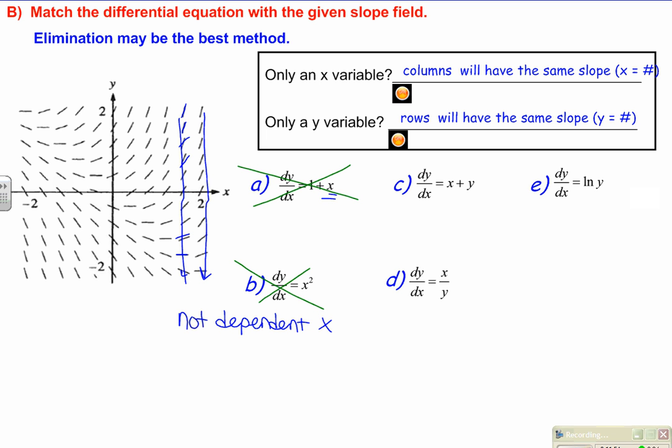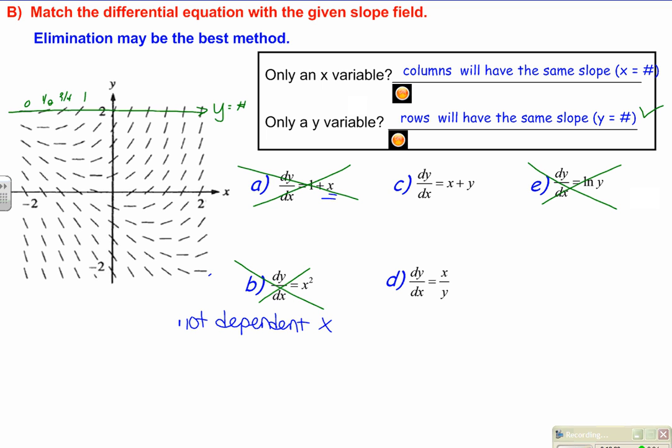Now let's look horizontally. Is there a pattern horizontally, meaning the rows pick up the exact same value, which would mean that this is a y-dependent slope? Well, no, because this had a 0 slope. This looks like maybe a half. This one, maybe 3/4, building to 1. The slopes are definitely increasing. So the rows are not the same on our picture, so let's eliminate the y. That gets us down to C and D.